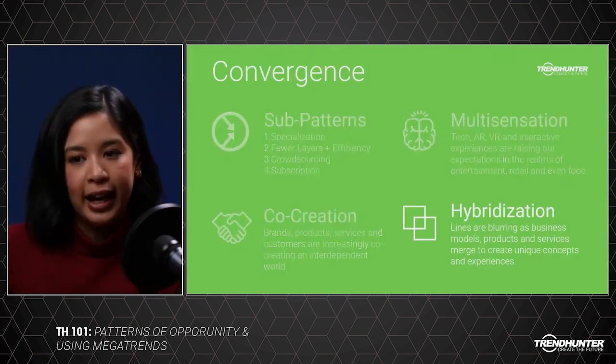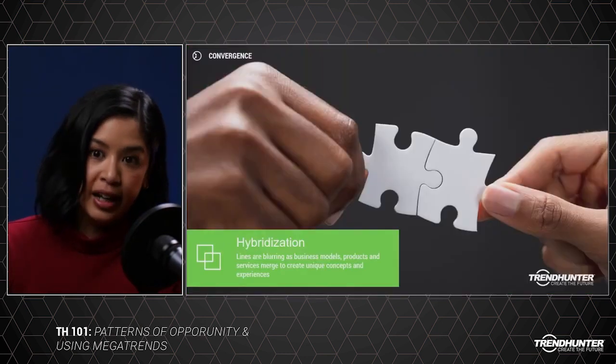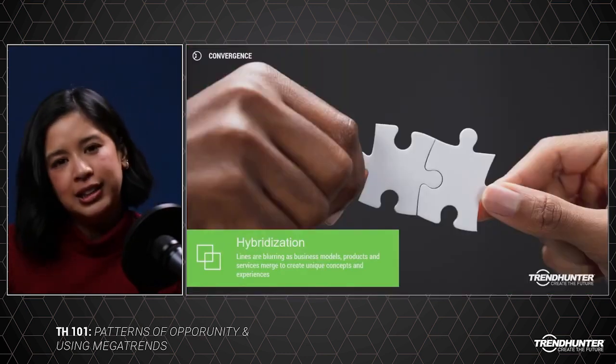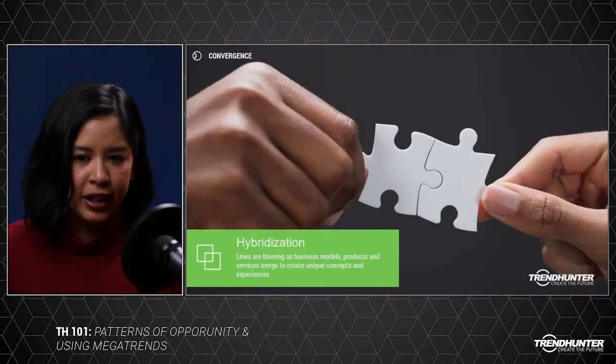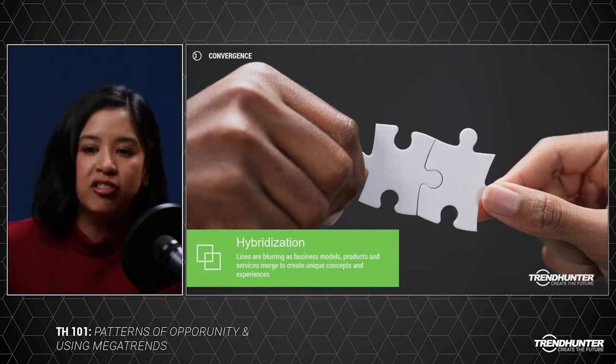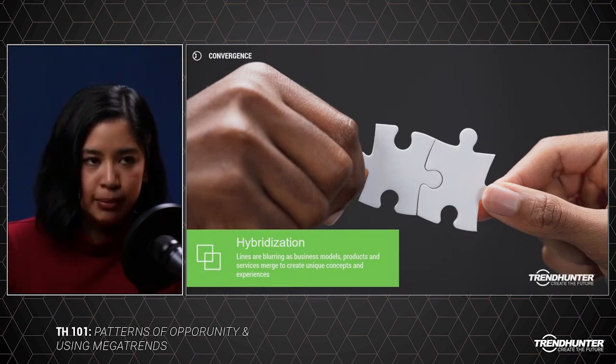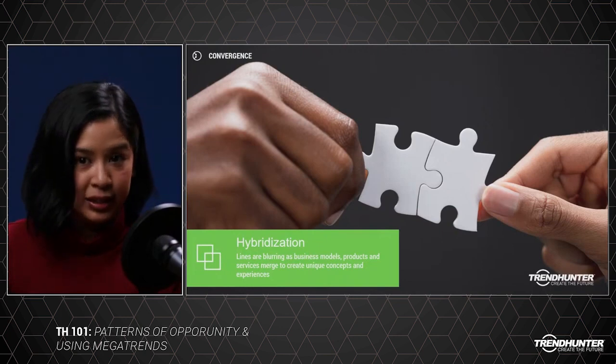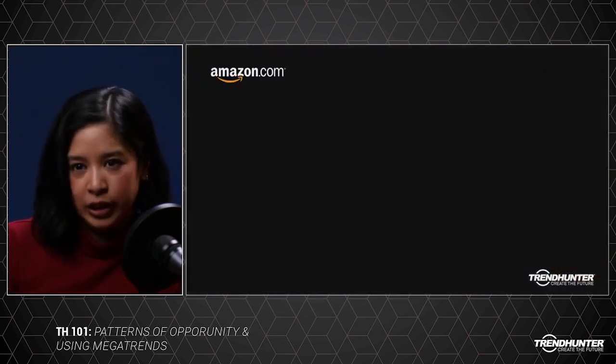Now up next we have our last megatrend under the convergence pattern, which is hybridization. Hybridization is all about combining different ideas with the goal of blurring business models and blurring the categories of different industries. Now, this isn't necessarily something new, right?